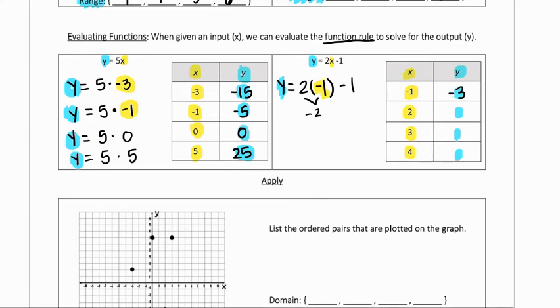We're going to repeat the same thing with the rest of our x values to fill in the rest of our table. So we'll use y equals 2 times our x value of 2 this time, and then we'll need to subtract 1. So remember, GEMDAS says multiply before you subtract. 2 times 2 is 4, and 4 minus 1 is 3. So we got a y value of 3 when x was 2. Go ahead and try the last two, and check the screen when you're ready.